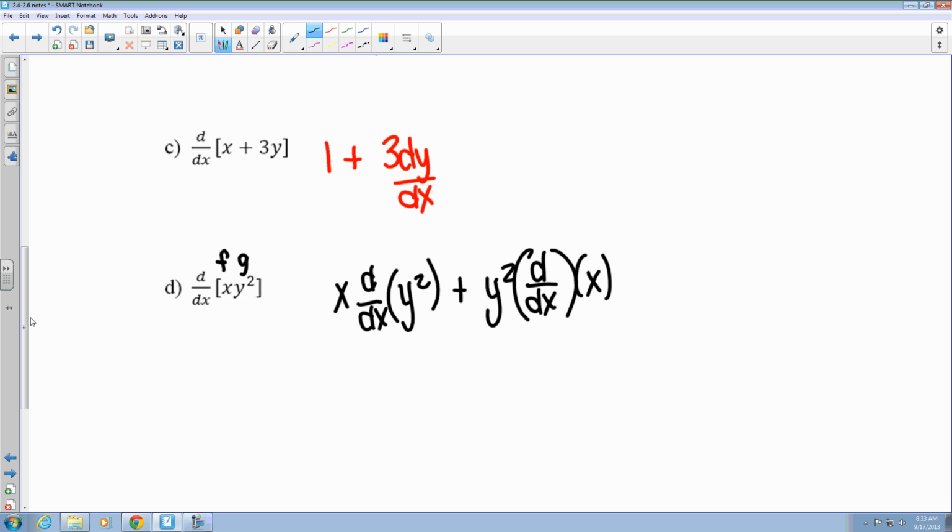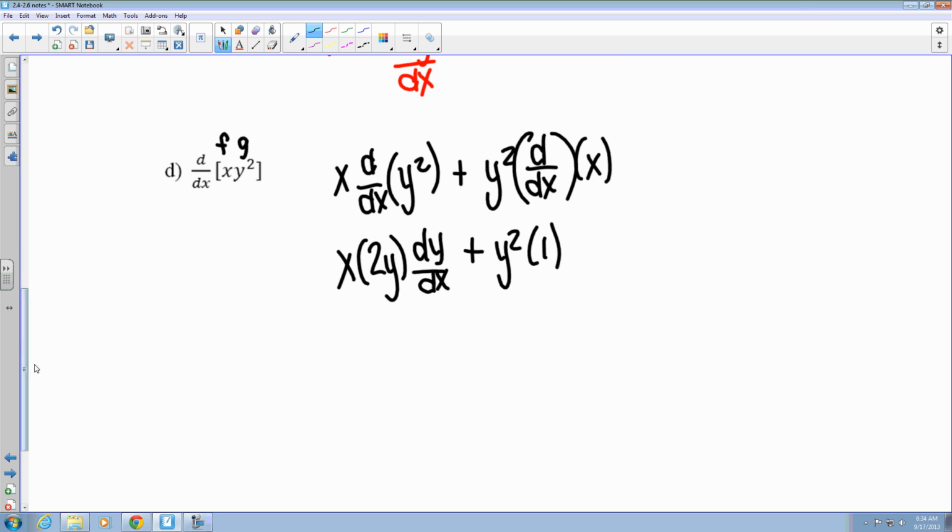Okay, this is just the process. We haven't actually taken the derivative yet. So now we're going to actually do the d dx portions of this. X times d dx of y squared is going to be 2y dy dx, because we took the derivative of a y term, plus y squared times 1. So if I was to simplify this a little bit, it would be 2xy dy dx plus y squared.